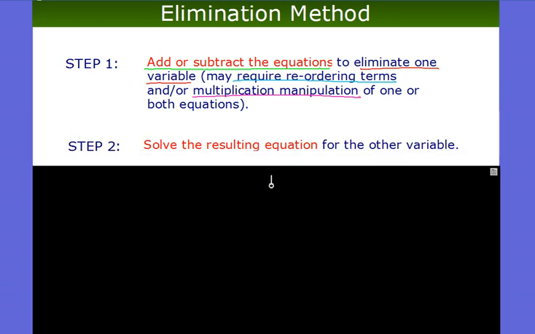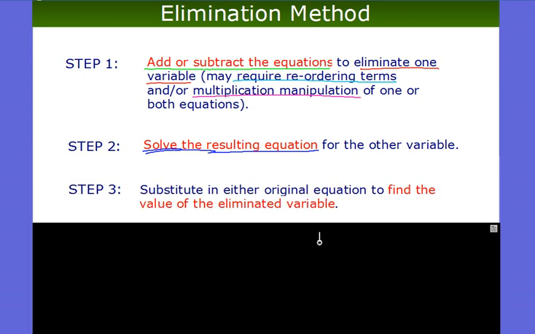Step two, once you've added or subtracted the equations, you solve the resulting equation. You're going to solve the resulting equation for the other variable. Okay, so the goal is to solve that resulting equation. After that, step three is you're going to substitute your answer into either of the original equations.